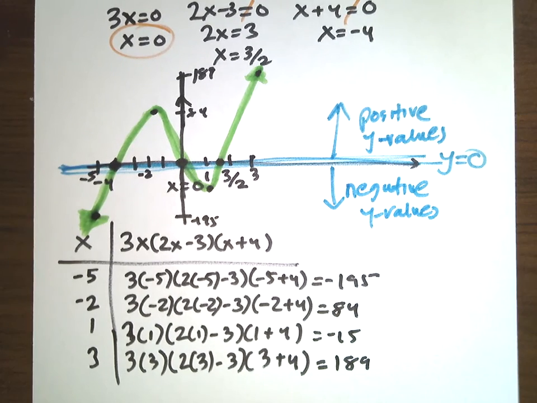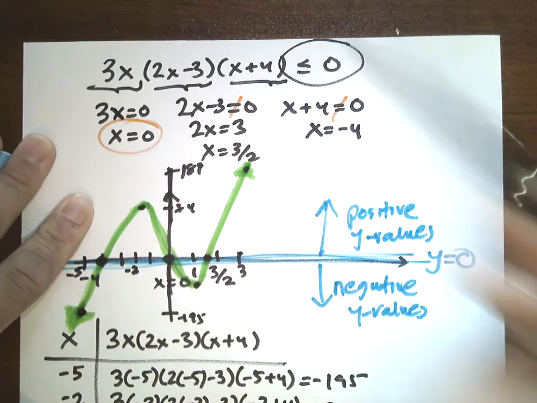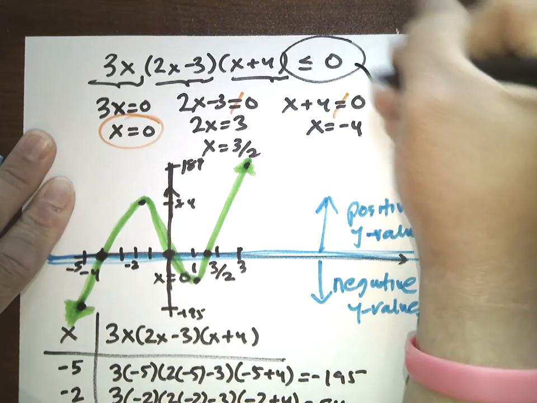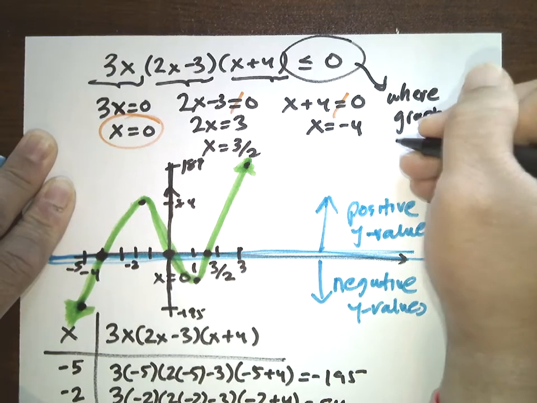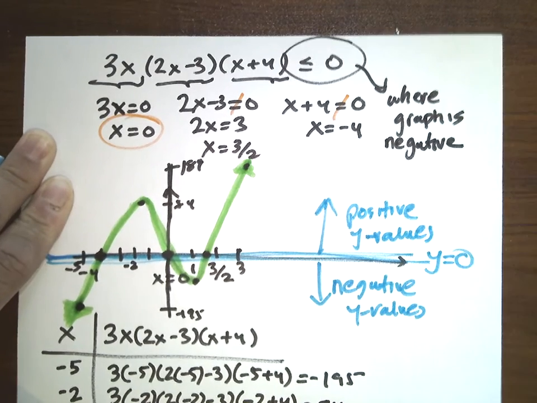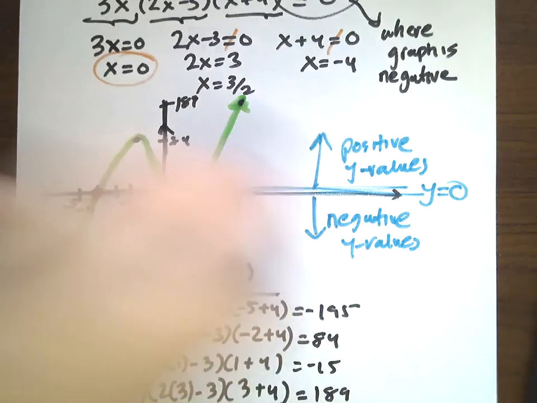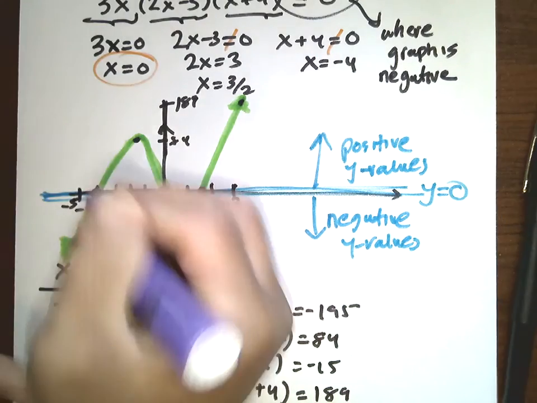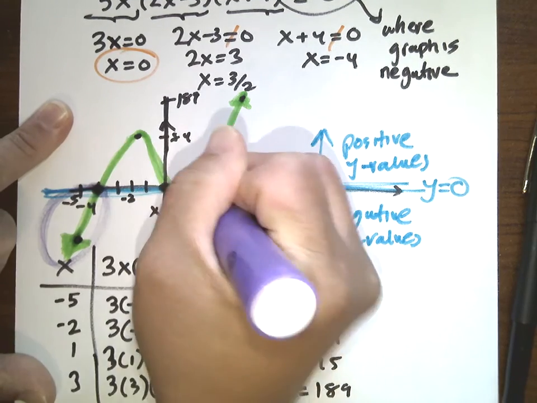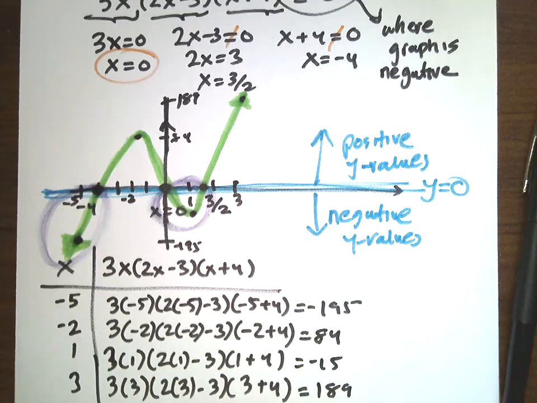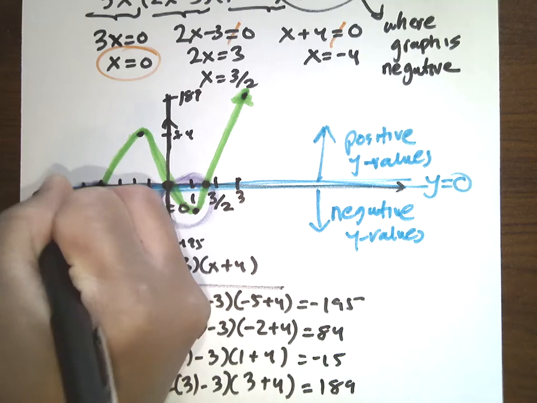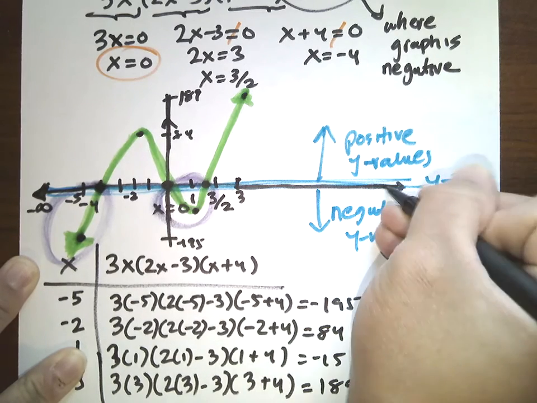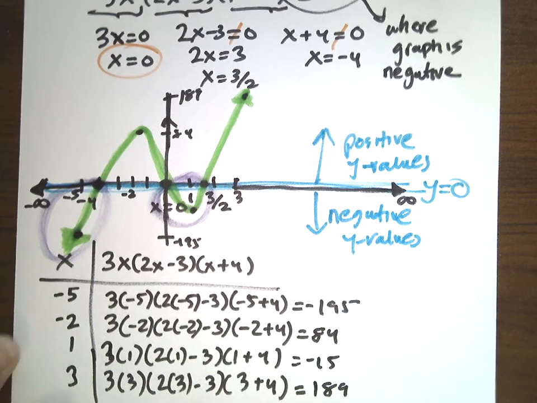All right, so now what do I get from this? Well, if I want to know where this is less than or equal to 0, this means I want to know where the graph is going to go into negative territory. So where does the graph go into negative territory? Well, that would be right here and right here. Now, remember, way out on the end of your graph, you have negative infinity, and way out on this end of the graph, you have infinity.